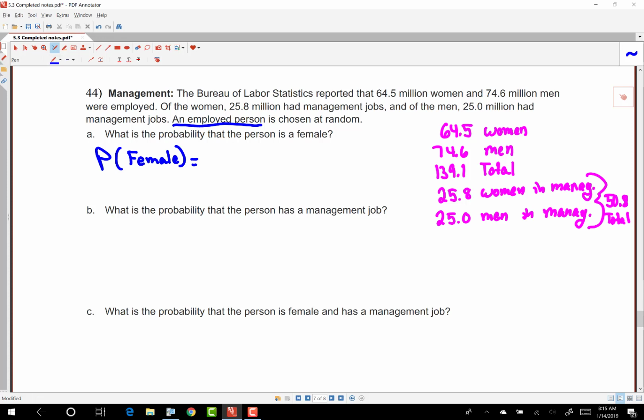So the probability that if we select one person at random of it being a female, well, there are 64.5 females out of a total of 139.1. So we're not differentiating between whether they're in management or not. So 64.5 divided by 139.1 gives us 0.4637.